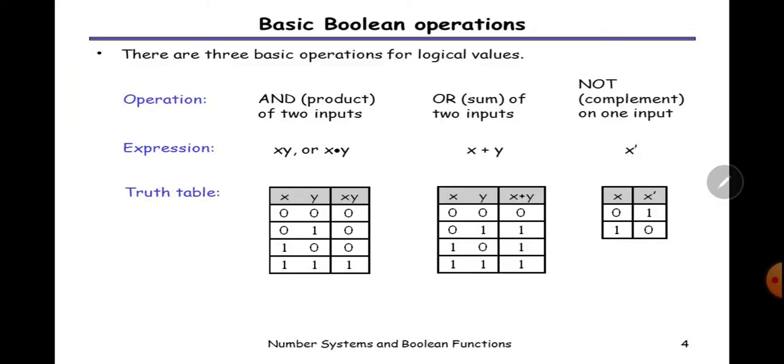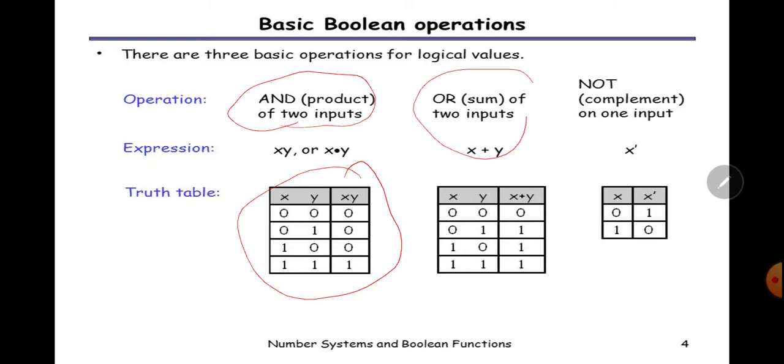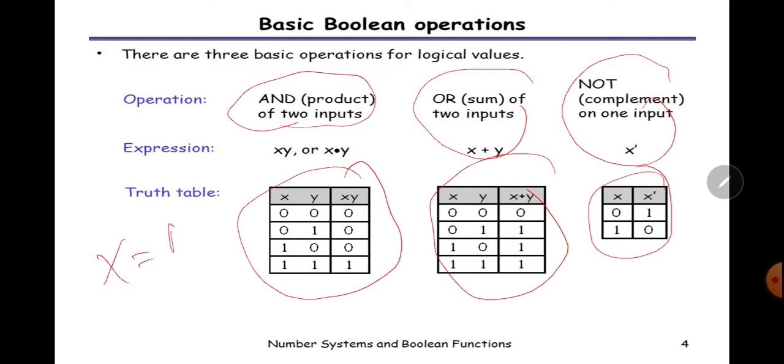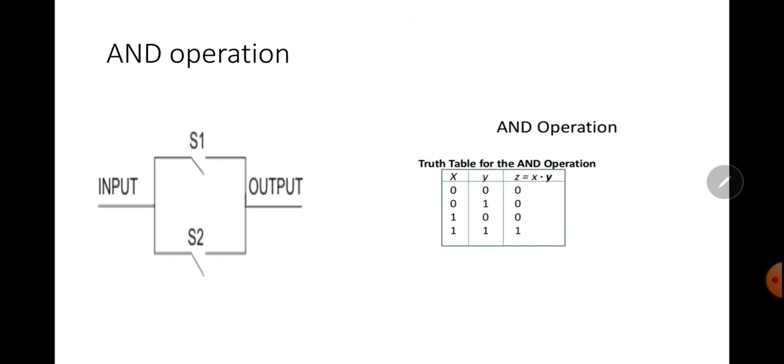Boolean equation. AND gate. This is the truth table for AND gate. This is the truth table for OR gate. This is the truth table for NAND gate, NOT gate. This is the Boolean equation for AND gate, and this is the Boolean equation for OR gate. This is AND operation.